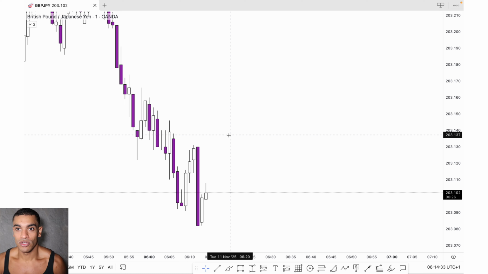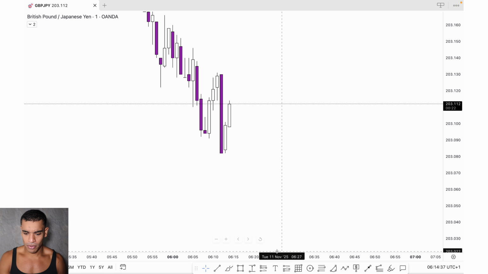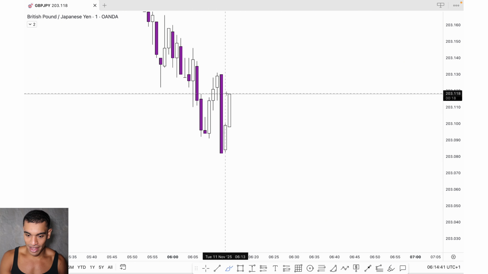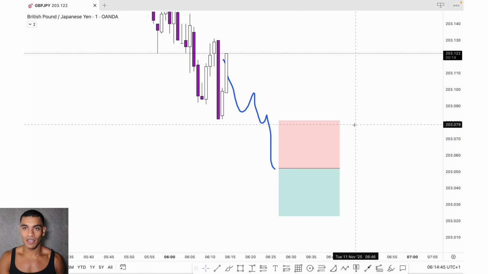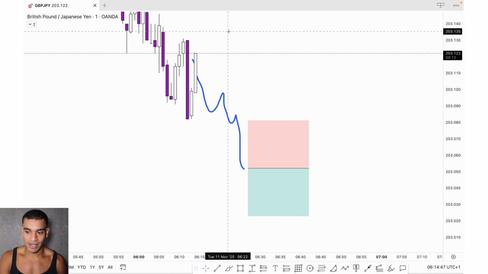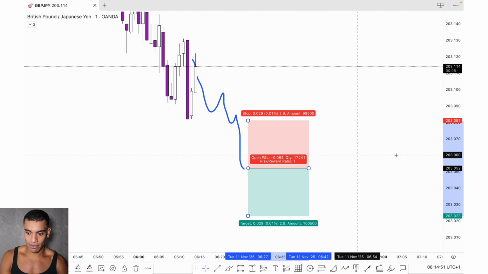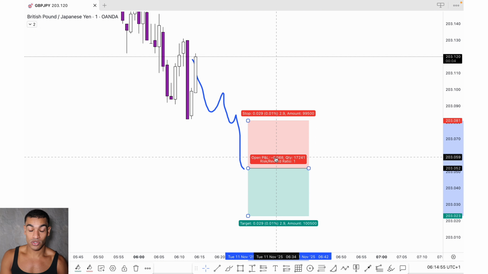But personally, I never use them, and I very likely never will. The same goes for the sell stop, which means that if price goes lower than what it is right now, I want to place a sell order. So here, for example, right now price is at 203.120. If it goes all the way down to 203.052, I want to place a sell limit, a sell order.